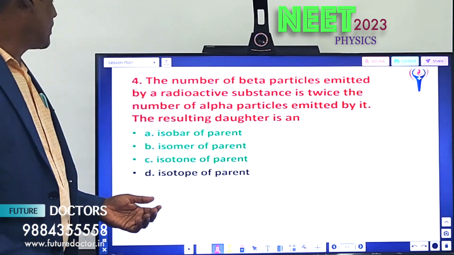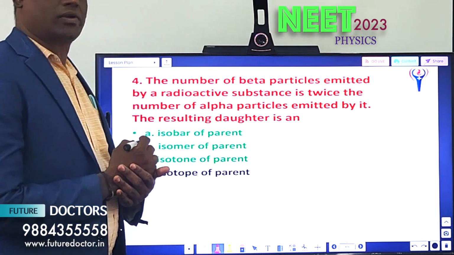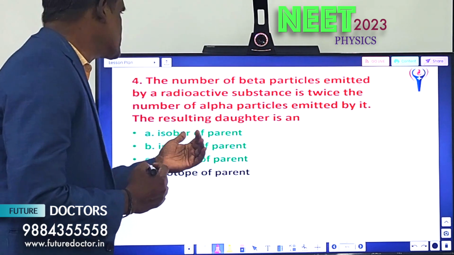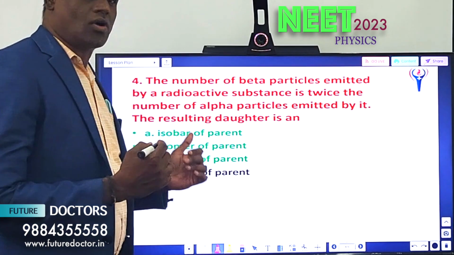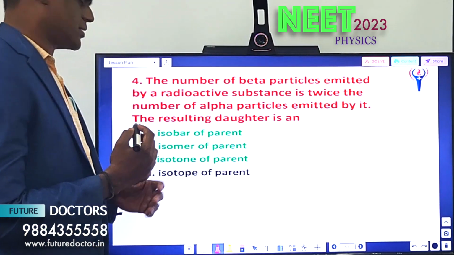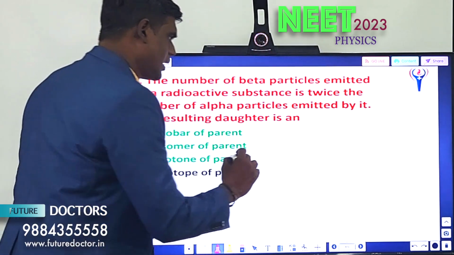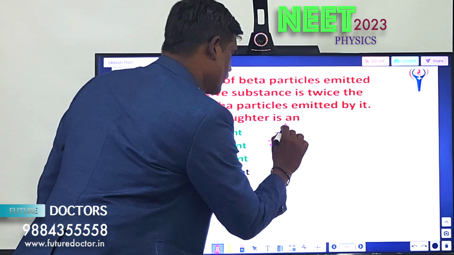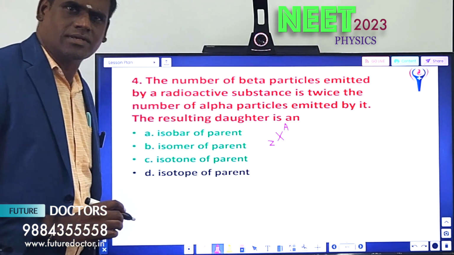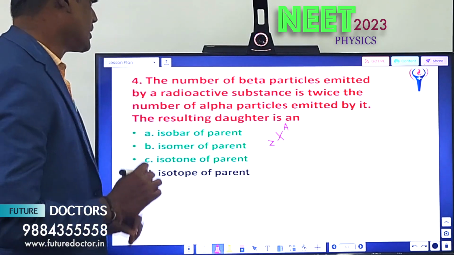Let's move to question number 4. The number of beta particles emitted by a radioactive substance is twice the number of alpha particles emitted by it. The resulting daughter nuclei is an dash. Is it isotope or isotone? Isotope is correct. Let's check it. Let the element be X, Z, A. What is Z? Z is the atomic number. A is the mass number. X is the element.